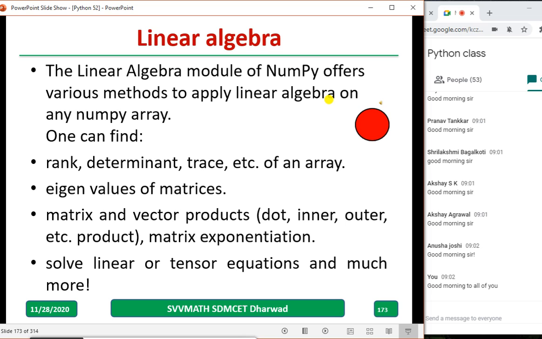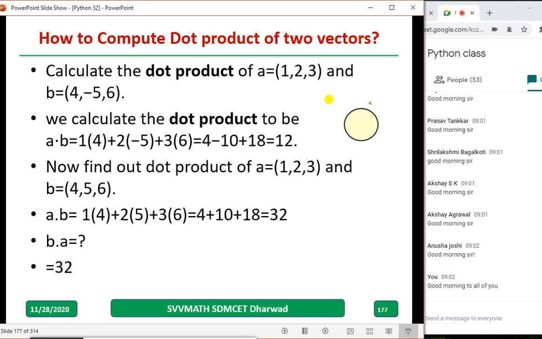Let me go to the next. Say, how to compute a dot product of two vectors. You will know this, just for revision I am giving you this slide. I calculate the dot product of a equal to 1, 2, 3 and b equal to 4, minus 5, 6. You calculate the dot product like this, a dot b equal to. Just go through, it may be known to you.